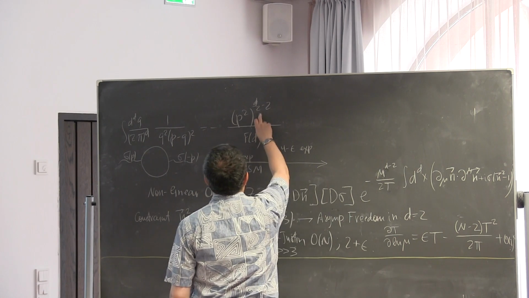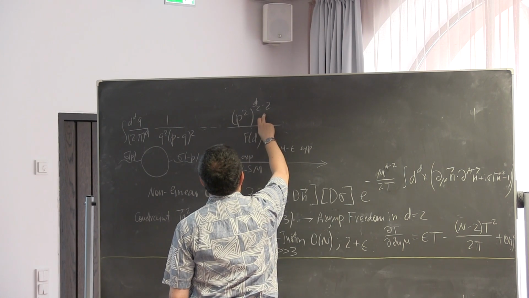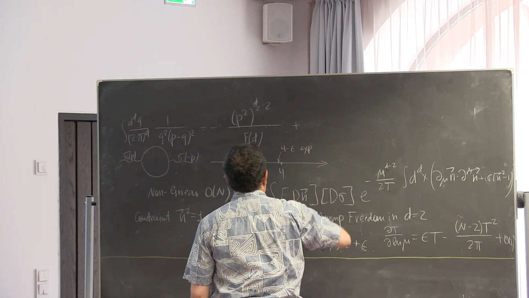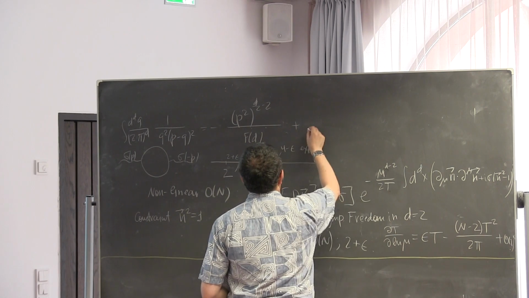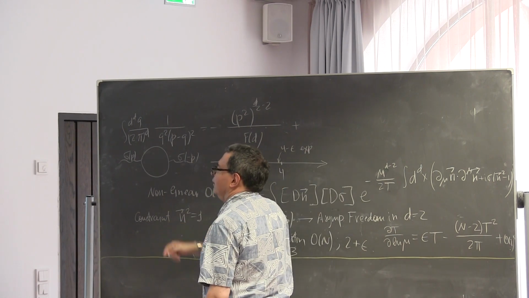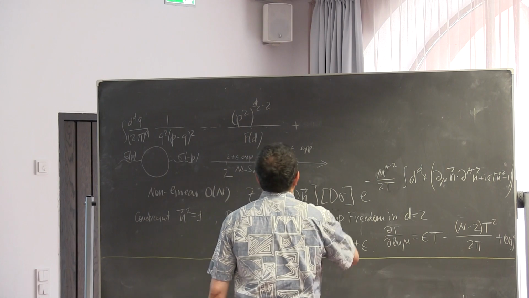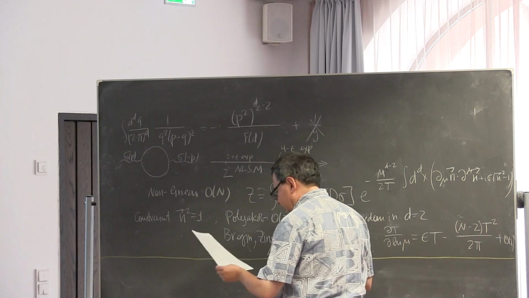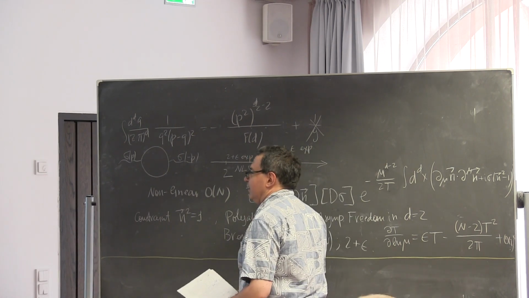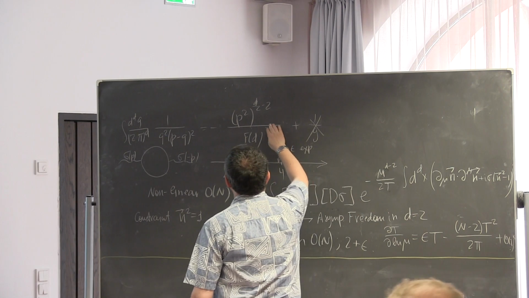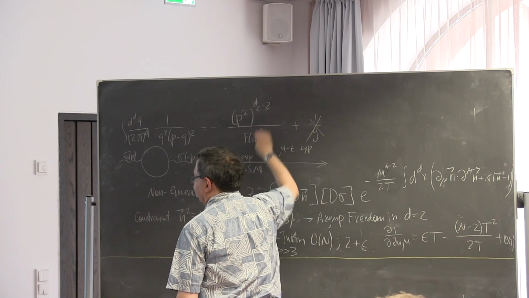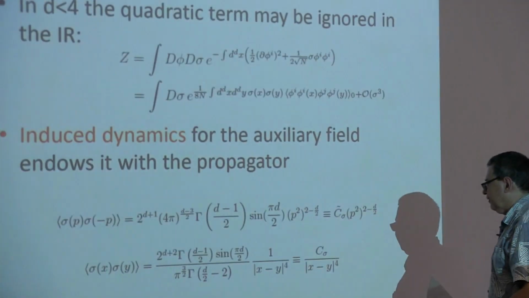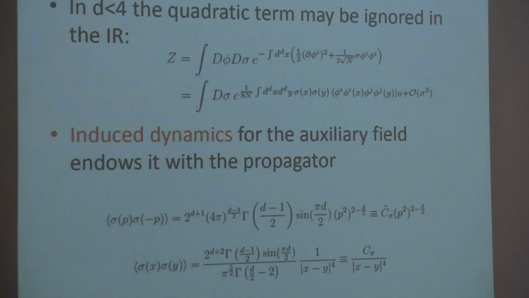But the crucial thing is that if you go to the low p region and d less than 4, this dominates over this constant, right? There is some additional constant, which is, initially there was this 1 over g, and you can just forget about this at low momenta, and you get this exact propagator. Then you simply invert this, right? You invert this, and you get this expression here. This is the propagator for the sigma field. Make sense?